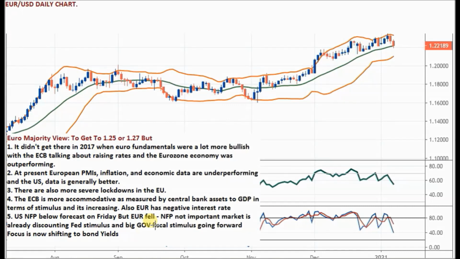You see a lot of people focusing on non-farm payroll on Friday. Well, no point, because it's not going to make any difference in the big scheme of things. The market is already discounting Fed stimulus going forward. That's in the price, and a big government fiscal stimulus package. Okay, one poor non-farm payroll number isn't going to make any difference to what the central bank and the government are going to do. The big money now is focusing its attention on bond yields.